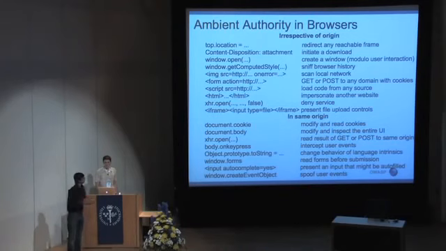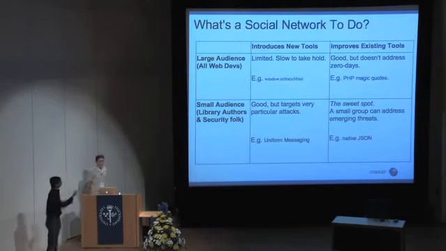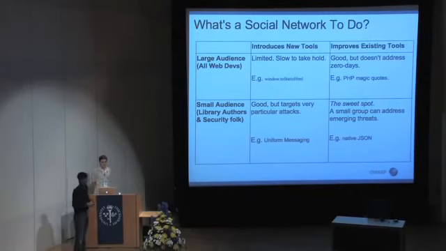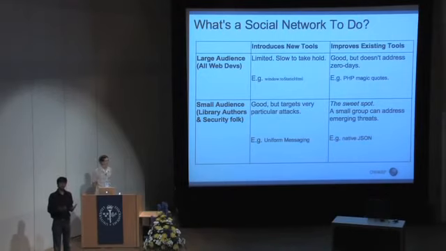And so what's the social networking site to do? What is it that it can do to mitigate this particular problem? Well, there's several things that it can do. One thing it can do is to introduce new tools, new APIs. It can introduce new tools and encourage all of its third-party code developers to adopt these new tools and to use them.